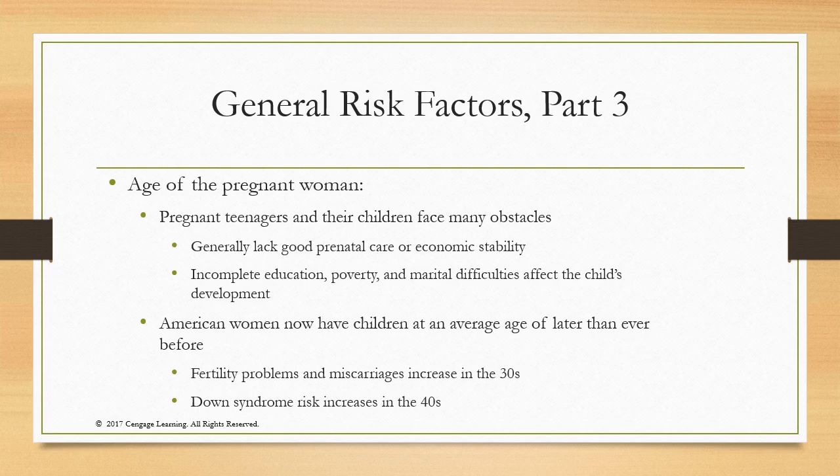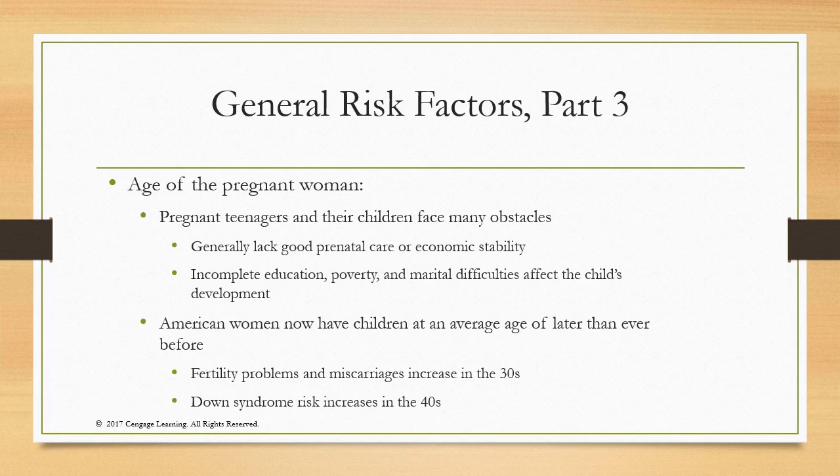So we talked a little bit earlier about the pregnant teenager and their children facing many obstacles. They generally lack good prenatal care or economic stability, and face incomplete education, poverty, and marital difficulties that affect the child's development. So we talked about that just a few minutes ago, how that could affect that teenage pregnant woman. Another one, as I just mentioned, is the age of the eggs to be fertilized.